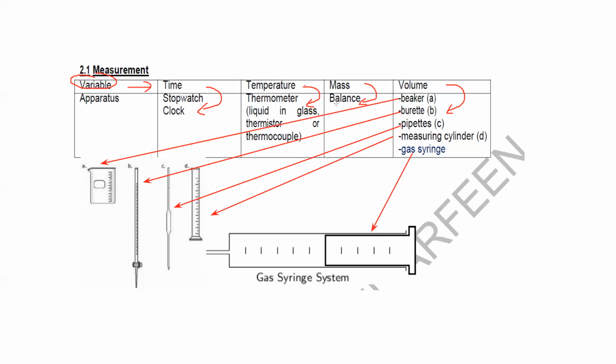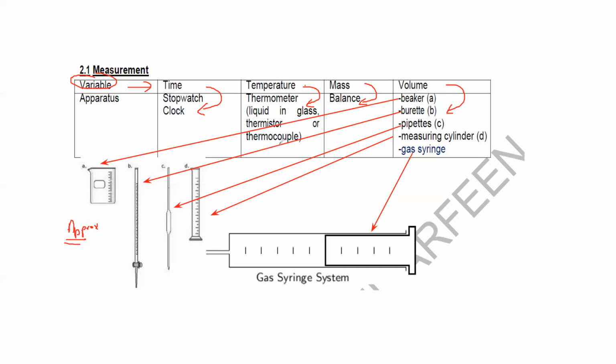Now, which apparatus is suitable depends on what volume we are measuring. For example, beakers are used for approximate volume, not exact. If we don't want an exact volume, if I say I need approximately 100 cm³ or 200 cm³ of liquid, then the apparatus for measuring the volume will be a beaker.